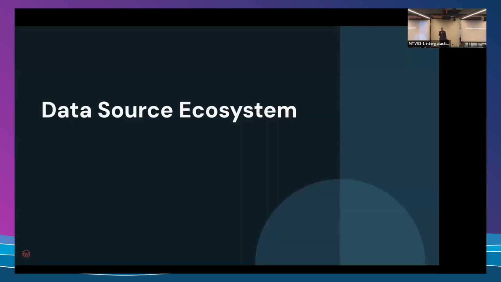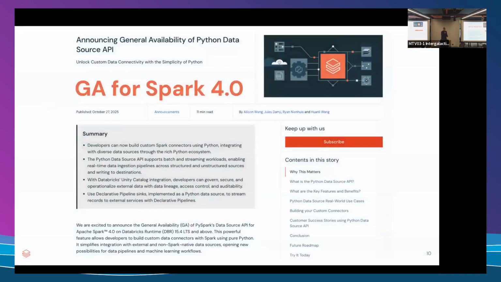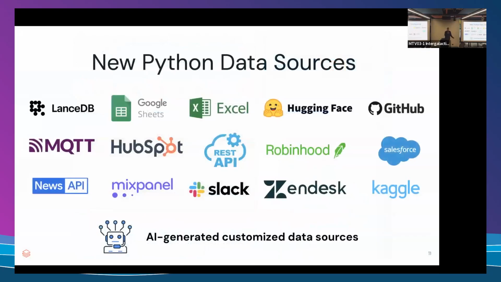Then let's talk about the data source ecosystem. Two weeks ago, we officially announced the GA of the Python data source API. If you use Spark 4.0, you can actually also get the benefit. The ecosystem is growing. We just launched the Python data source, and we realized the community is building many different data sources using this simple API, like LanceDB, Google Sheets, Excel, Hugging Face, GitHub, just many.